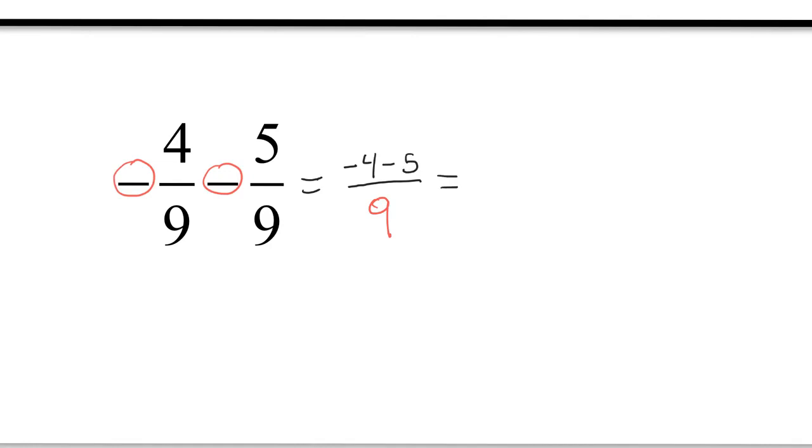So when you do that, I keep my denominator one more time. But on the top, the numbers have the same sign. So you add the numbers and you keep the sign of the numbers. So this is going to be negative, keep the sign, and 4 plus 5 is 9. Now you can reduce, you can divide. -9 divided by 9, well, you can have a -1. And it's negative because you have one negative. So there's my one negative, and 9 divided by 9 is 1.